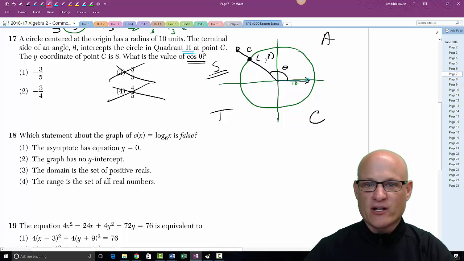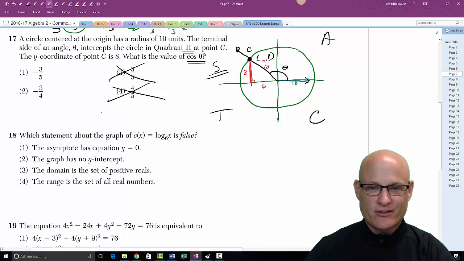So now I want to figure out what the x value is. Well, I do that using right triangles. This distance here is really the y value. That's 8. They just told us that. They also told us that the hypotenuse was 10. Well, therefore, I know that this is a 3, 4, 5 right triangle, so this has to be 6.